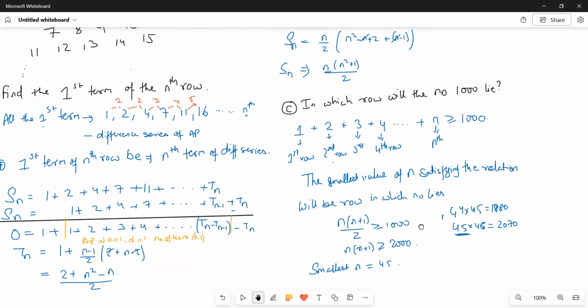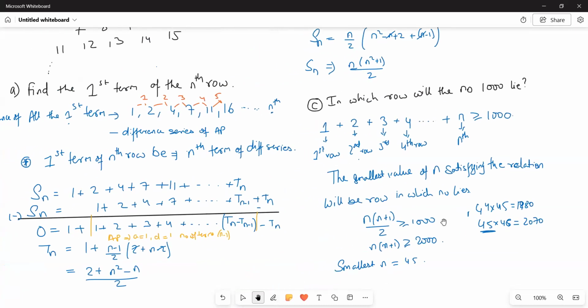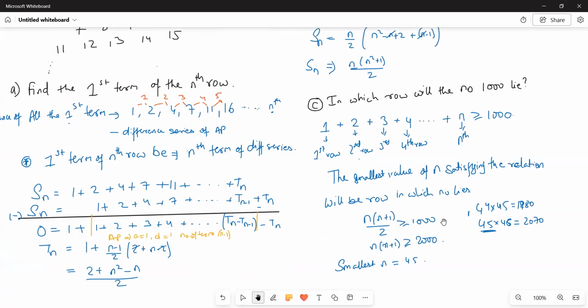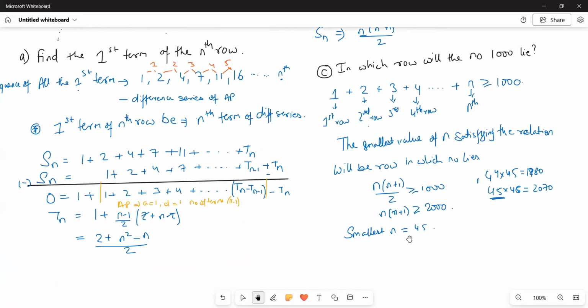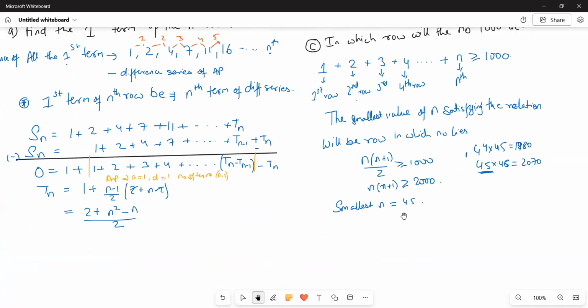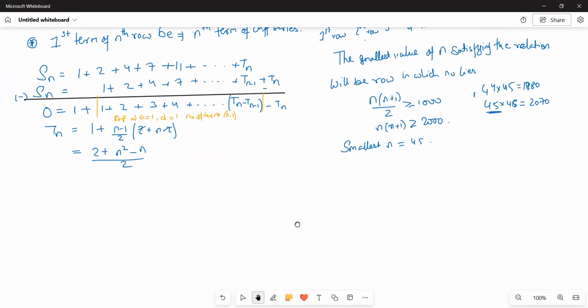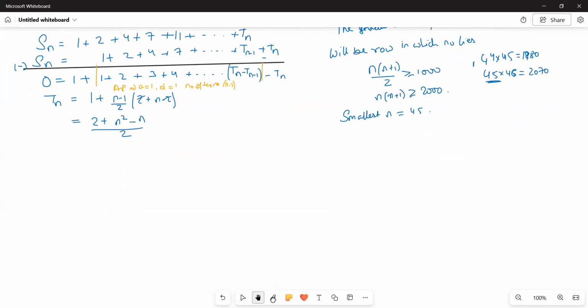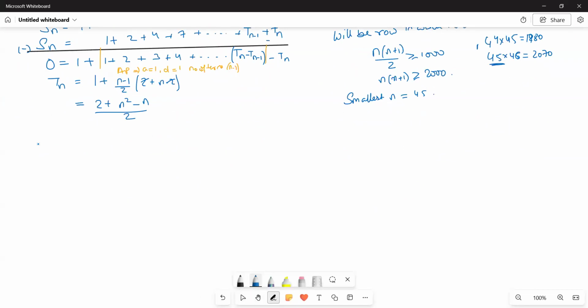Does everyone understand the last part of C? Is C clear? Confusion तो नहीं है ना C में? नहीं सर. Okay, so let's say एक और try करते हैं of a similar pattern just to ensure that all of us are on the same page.